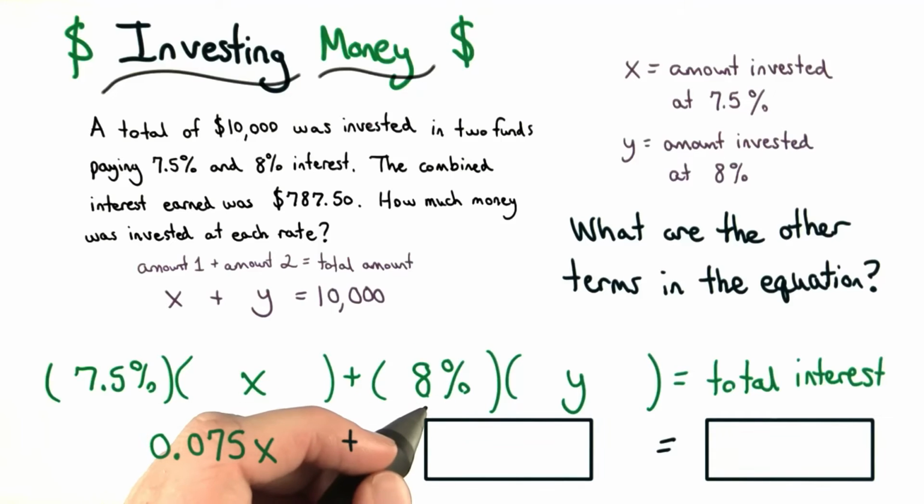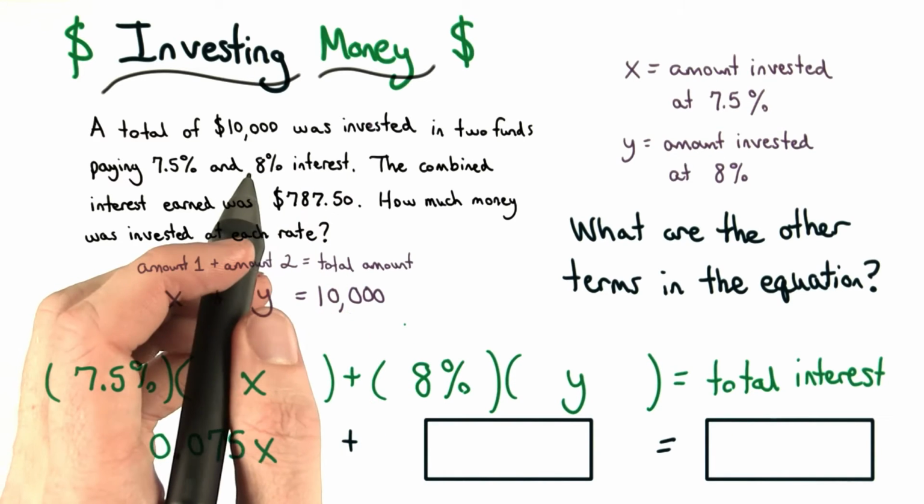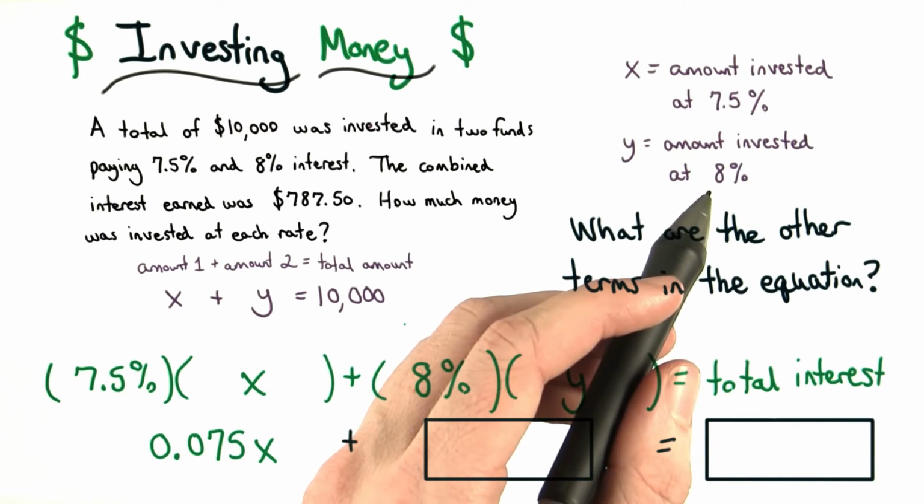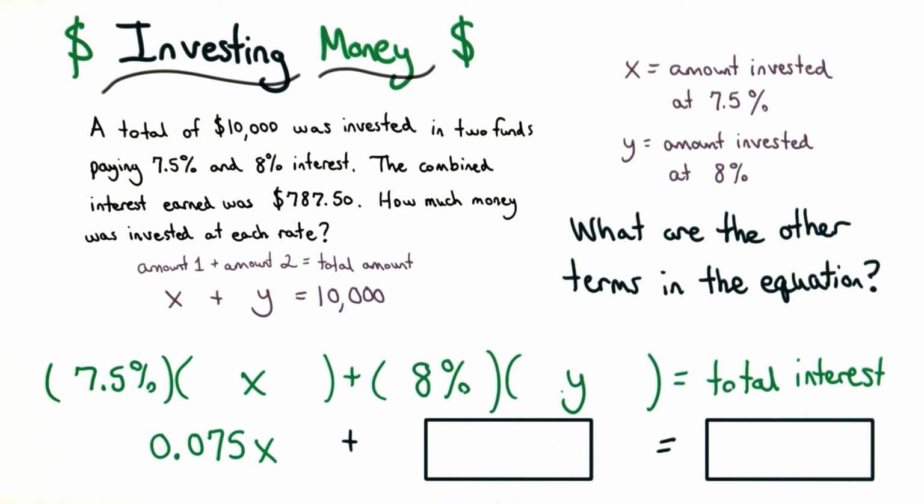I know the second rate must be 8% because that was from our other fund. The second amount was y. That's the amount we invested at 8%. We don't know it, so that goes here. We convert 8% to a decimal and get 0.08y, or 8/100 times y. Our total interest we actually knew.